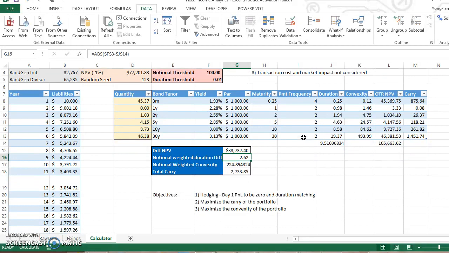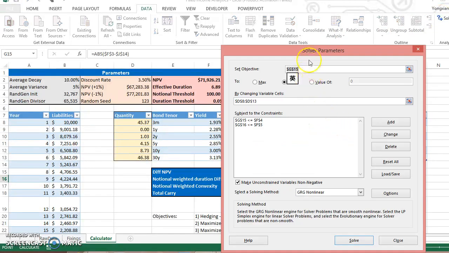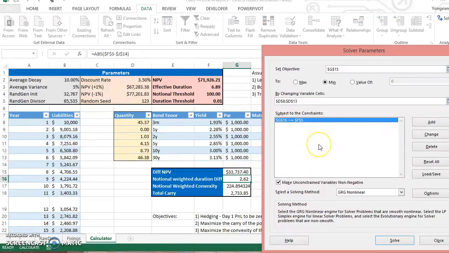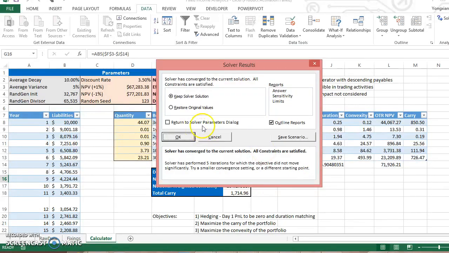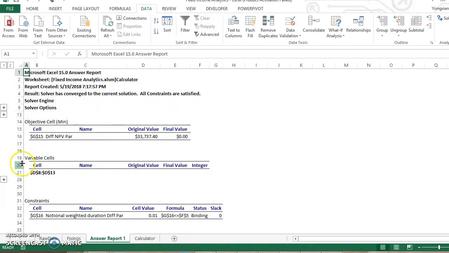First, we just want to hedge. We just want the day one P&L to be 0 and want the duration to be matched. So we check the solver. We say we want to minimize the difference between the MPV, and then we want the G16 to be matched, so we just want the duration to be matched with the threshold 0.01, and then we can calculate the results, and we can see from here.